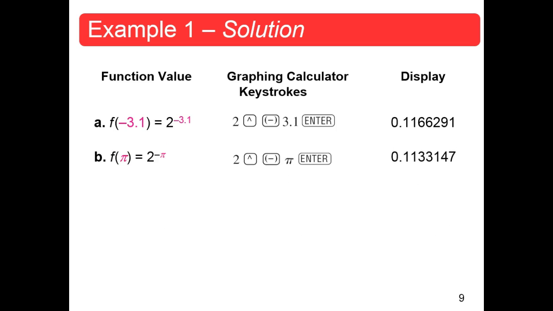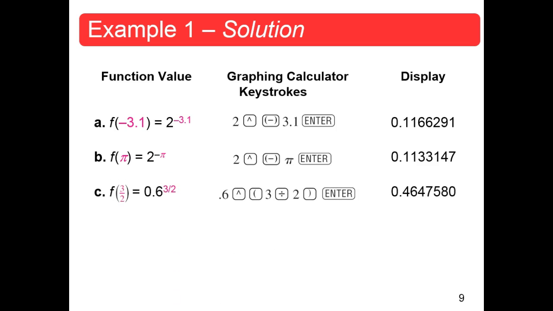Okay, the next one, your 2, caret, negation key, and then find the pi key, and enter. And again, you got a small number. That's not far from that one, is it? Pi is 3.14. This is 3.1. So this is a little bit less than that one. That makes sense.